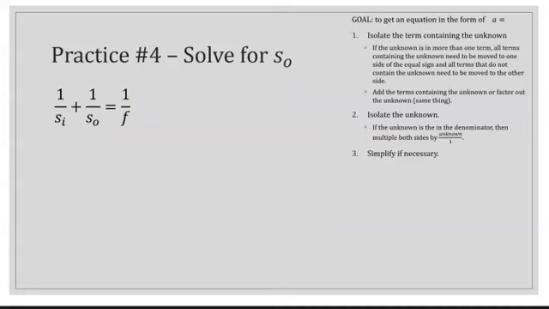And the last problem. We have 1 over s sub i plus 1 over s sub o is equal to 1 over f, and we're just solving for s sub naught, or s sub 0. So first, I want to isolate the term, so I'm going to subtract 1 over s sub i from both sides.